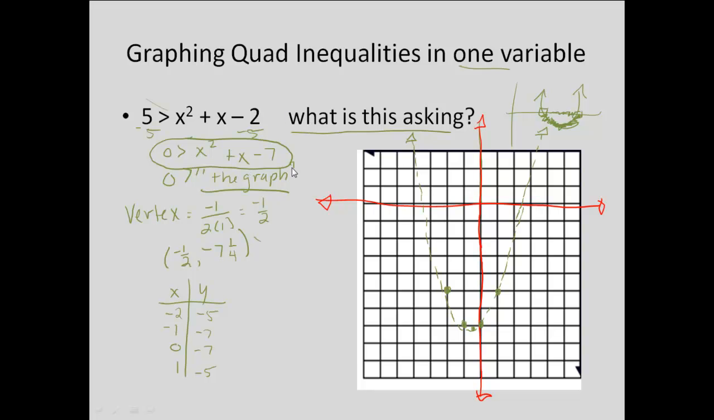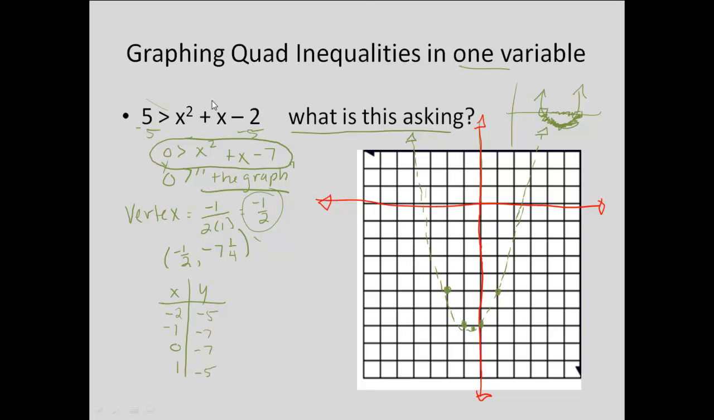Okay, now when we go to graph this, we have to pretend like there's a y here so that we can use the same strategies. So for our vertex, we would do the opposite of b over 2a and end up getting -1/2 for the x-coordinate. Plug that back in for our y-coordinate and we get -7 1/4. Then do your table of values and plot your points. Now I've plotted the points over here on my graph. I've drawn my dotted line in there.